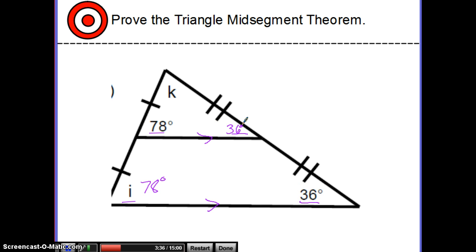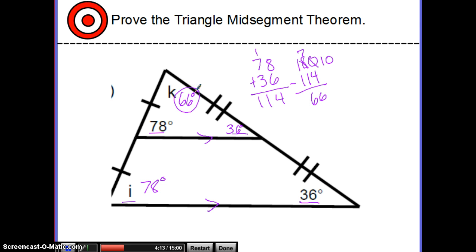All right, now how am I going to find K? Here's where you've got to be a little creative. See how within this larger triangle there is a smaller triangle up here? Any triangle, no matter where it is, always has all the angles add up to 180. So if I know this one's 78 and that one's 36, 78 plus 36 is going to be 114. Subtract that from 180, and I do believe we're coming out with K being 66 degrees. Pretty cool. All right, let's try another one of those.